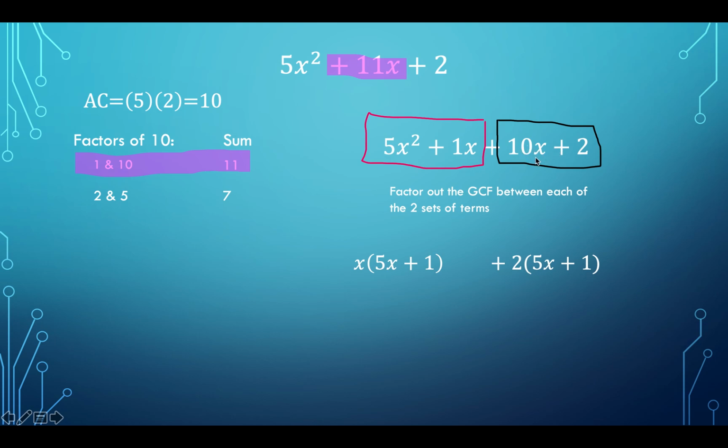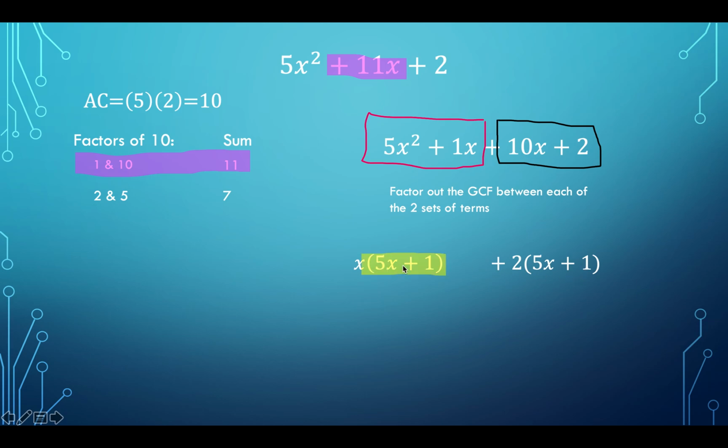Now, find the greatest common factor between 10x and 2. Greatest common factor is positive 2. So then how do we get 10x back? We got to multiply 2 by 5x. And how do we get 2 back? We got to multiply 2 by 1.